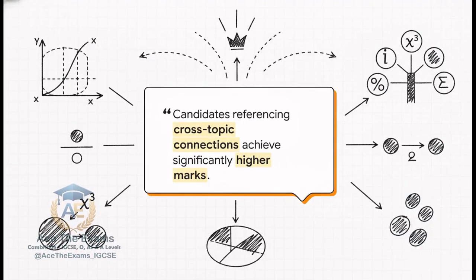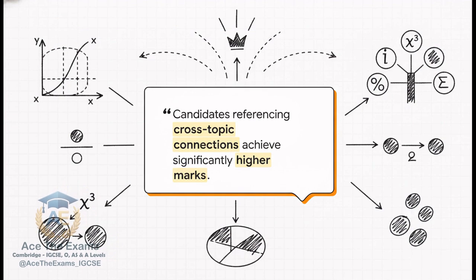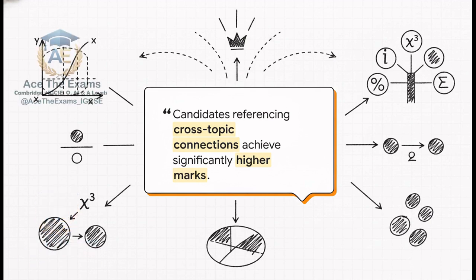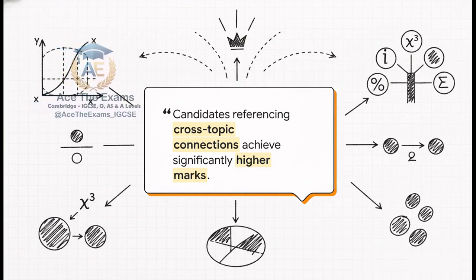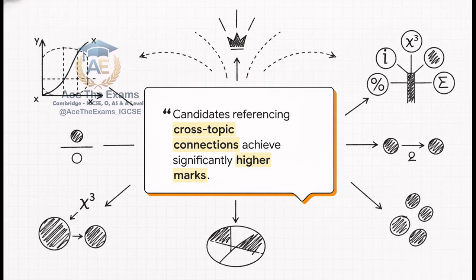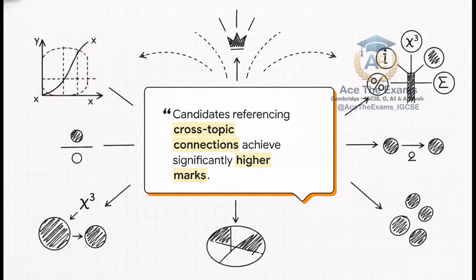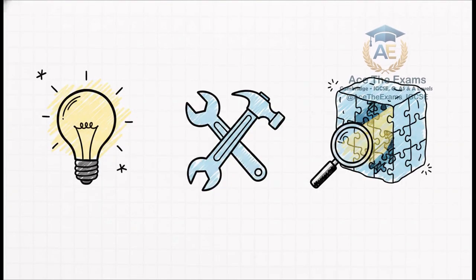Now, listen to this direct quote from the Cambridge Principal Examiner reports. Candidates referencing cross-topic connections achieve significantly higher marks. As an exam coach, I can tell you this is a huge deal. Top-performing students don't just memorize isolated bits of knowledge like it's a grocery list. They show a connected, conceptual understanding. When you start linking polynomial division to factor theorems and graphical roots, boom, you instantly step right into those top-tier marking bands.